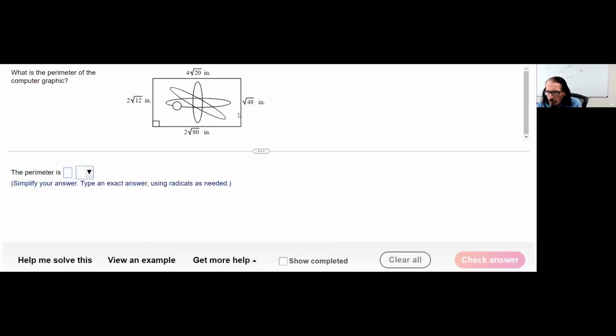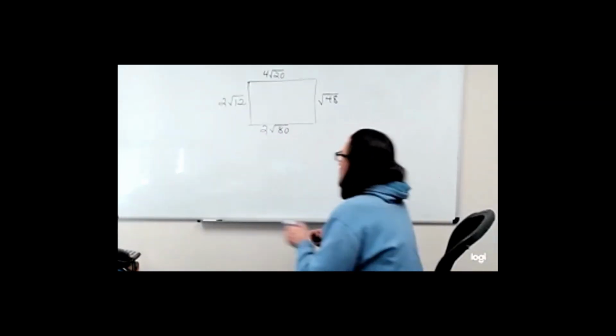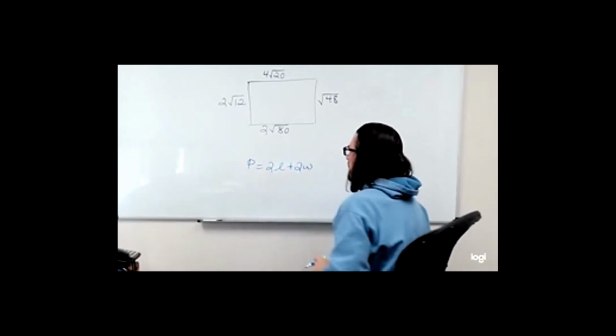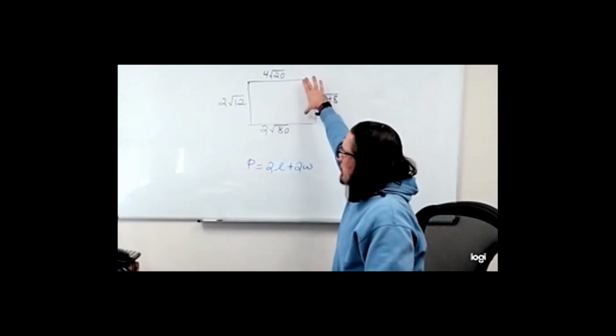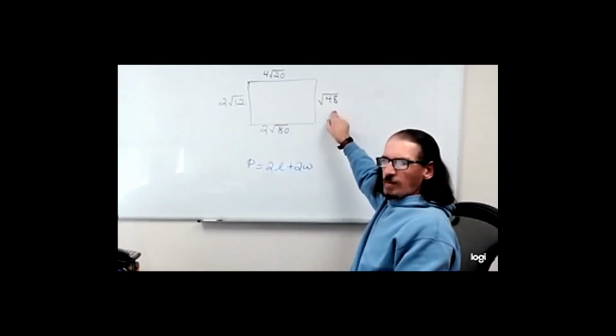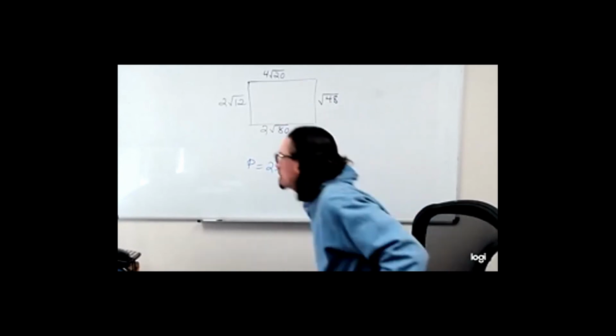We're asked for what is the perimeter of the computer graphic shown here, and we've got measurements of all 4 sides of a rectangle. I've copied it over on the board. Remember that the perimeter of a rectangle is twice the length plus twice the width. And that's because these two should be the same. These two should be the same. I'm going to check that by simplifying wherever I can.